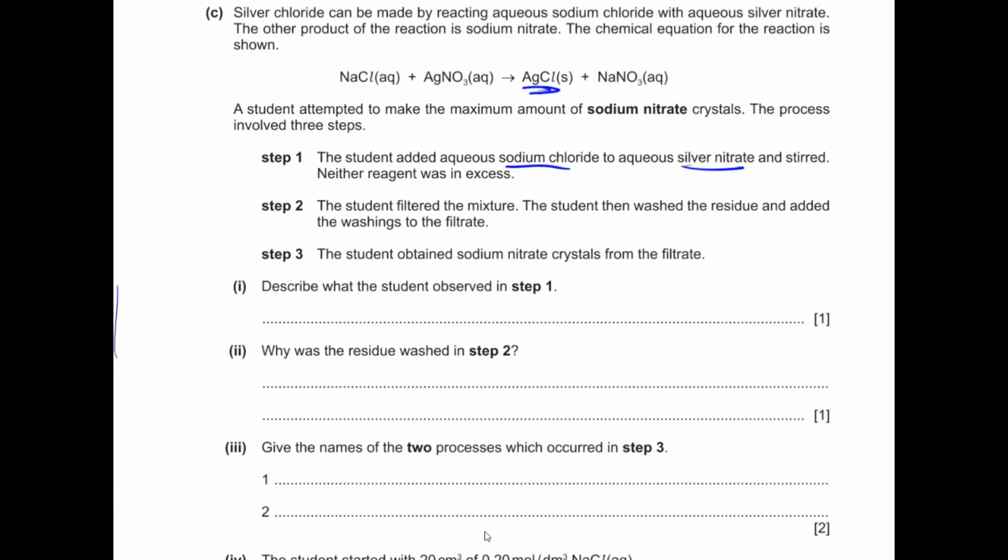So, question 1, describe what the student observed in step 1. The student added aqueous sodium chloride to aqueous silver nitrate and stirred. So he started seeing silver chloride forming. He observed AgCl solid forming.